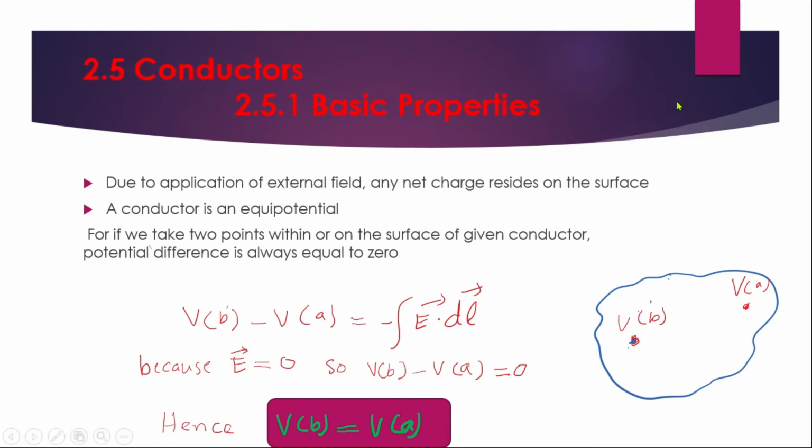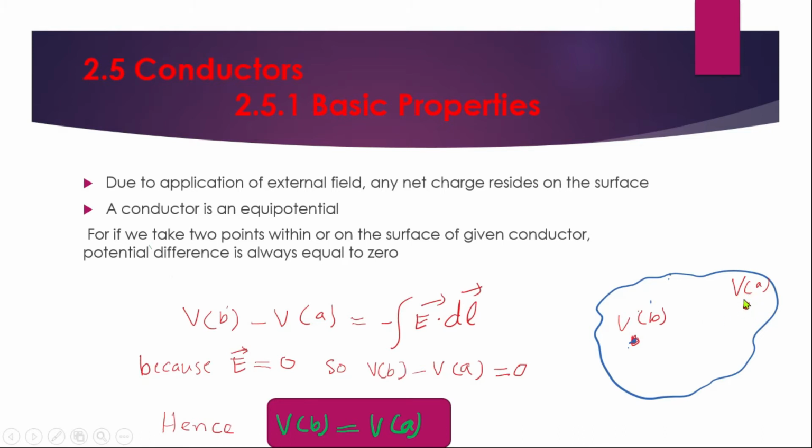Due to the application of an external field, any net charge resides on the surface. The net charge resides on the surface, not inside the conductor. A conductor is an equipotential. If we take two points within or on the surface of a given conductor, the potential difference is always 0. Suppose you take these two points in a conductor. One point is this and the other point is this.